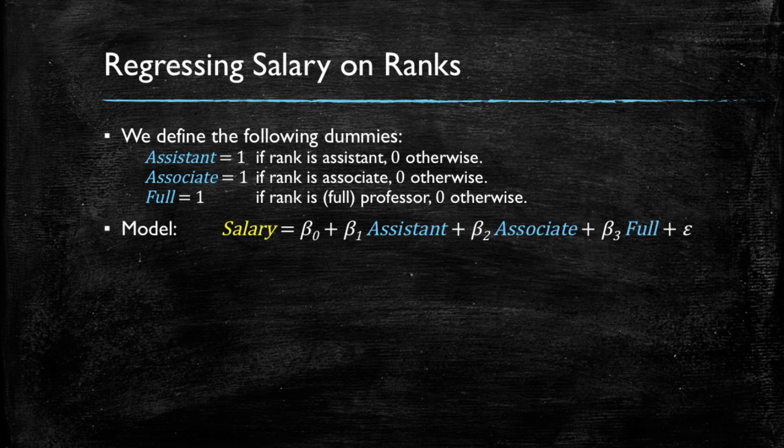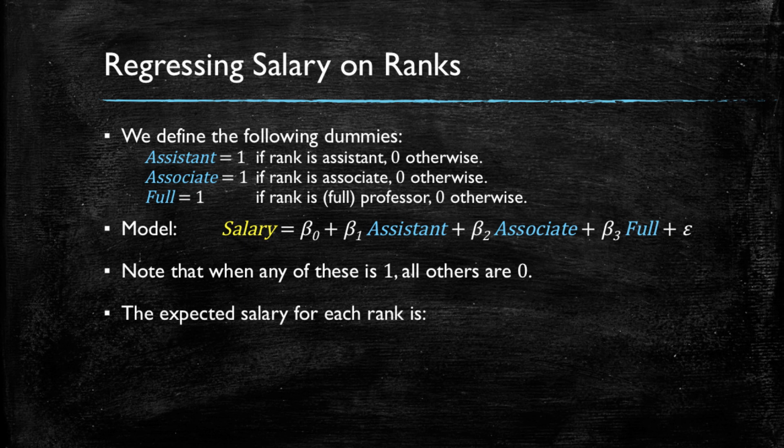If we put all these together, we find this model right here. Note that we have an intercept and one coefficient for each of the 3 dummy variables we just created. A very important attribute of these dummy variables is going to make their interpretation easier. Note that whenever any of these dummy variables is a 1, all the others are going to be a 0. So how can we use this to know the expected salary of each rank? Let's start by thinking about the instructor. An instructor is not an assistant, not an associate, nor a full professor. So all 3 dummy variables in the model are going to be zeros.